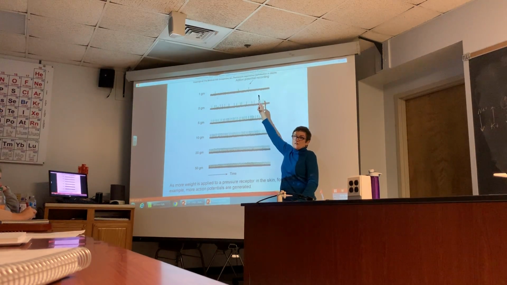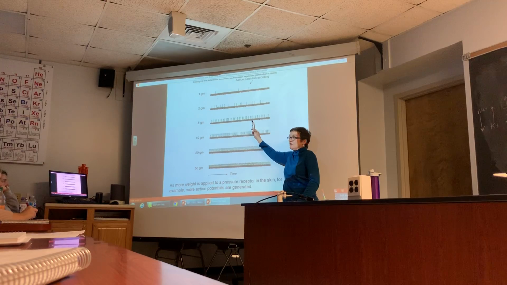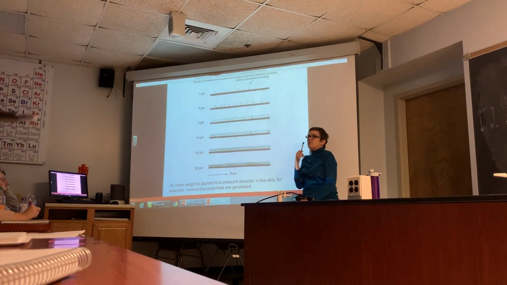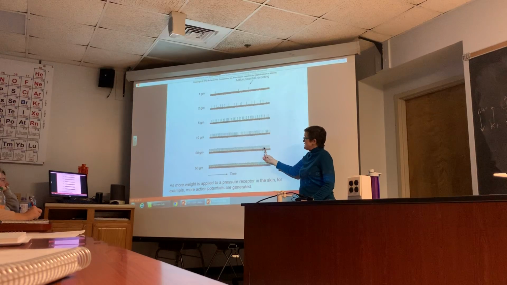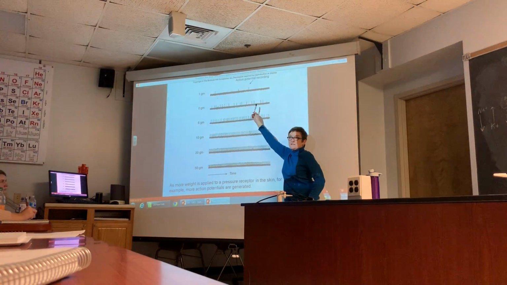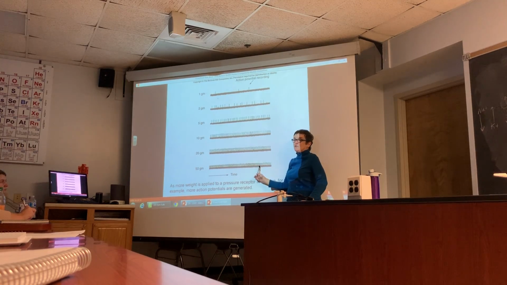The brain uses this as data, and it's going to interpret that as very light pressure, a little bit more pressure, a little bit more. So the difference that you're perceiving in your brain is based on how many action potentials are being sent to the brain at that moment. So this is how your brain is determining the difference between a heavy weight and a light weight. Does that make sense? So this is data for your brain.